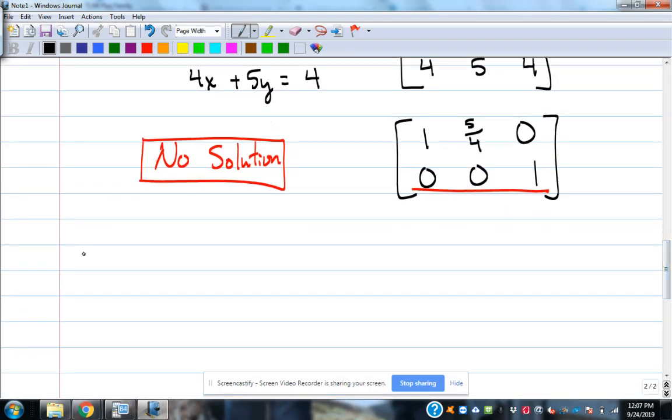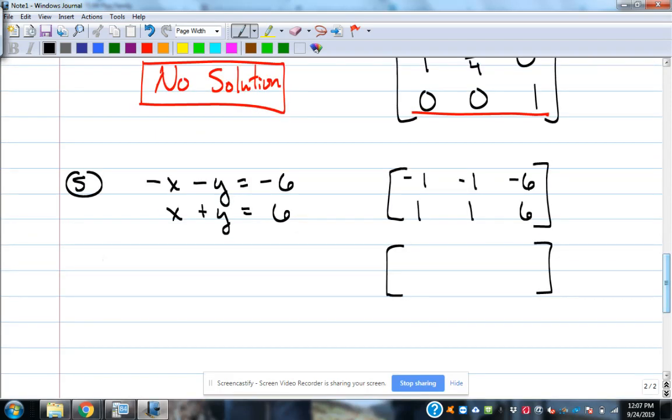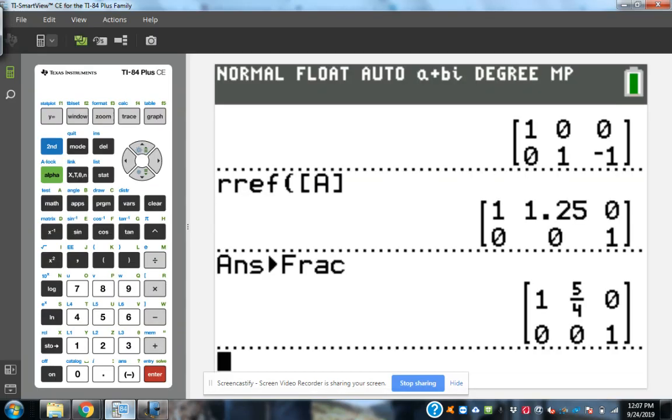Look at number 5. Negative x minus y is equal to negative 6. x plus y is equal to positive 6. Put that matrix into the calculator. To me, this is an obvious one, because I can quickly do elimination with that one since I have opposites already. But let's look at what the calculator looks like when you do a matrix reduced row on that.